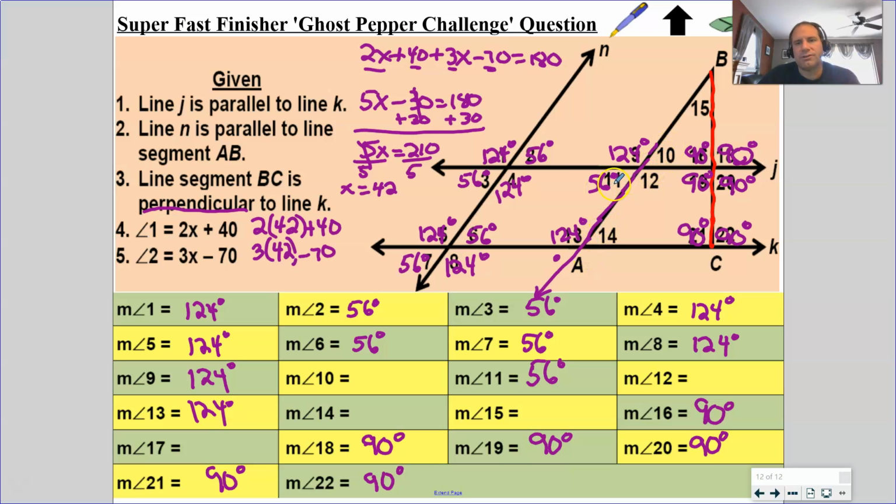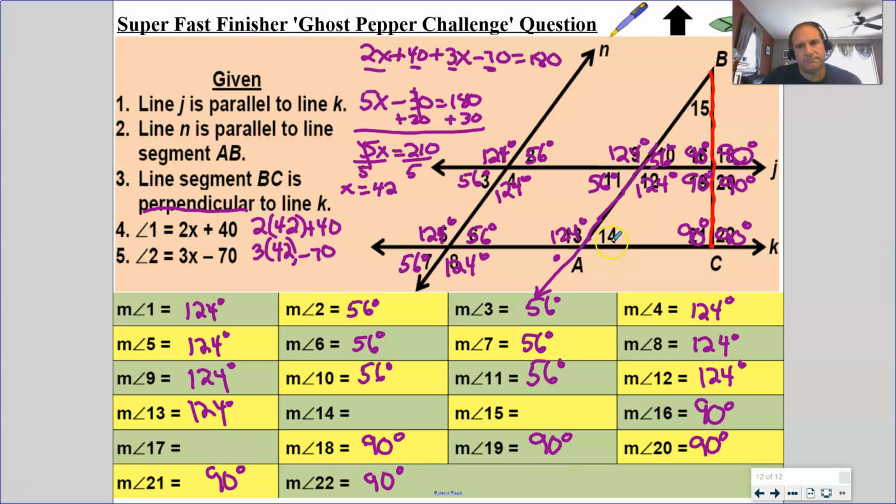So now we're going to just do some vertical angles here. 11 and 10 are vertical angles. You see across from each other like that, 56 degrees. Angle 10 is 56 degrees. Angle 9 and angle 12 are also vertical angles. This is 124 degrees. Angle 12 is 124 degrees. We're almost finished.